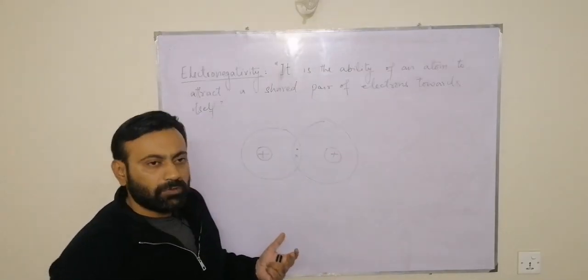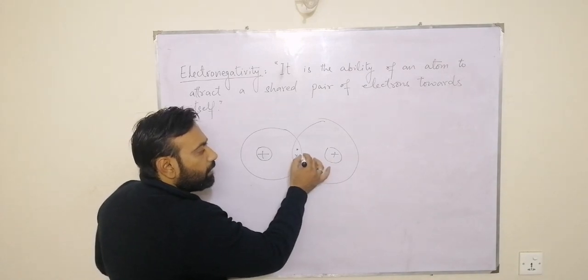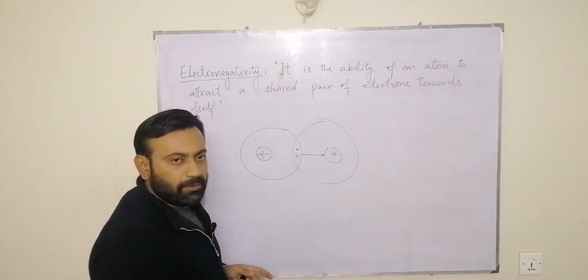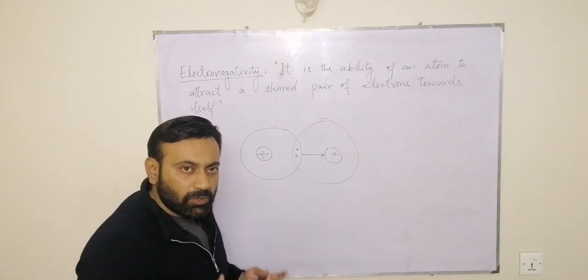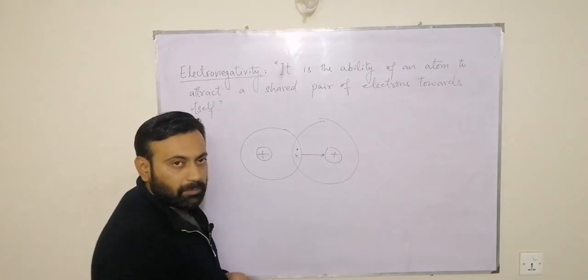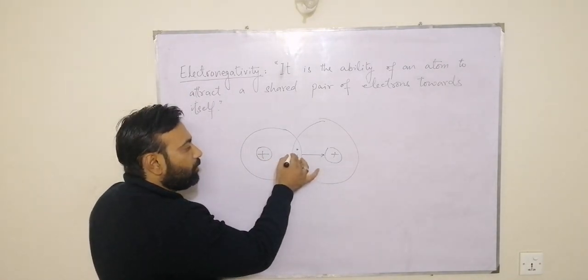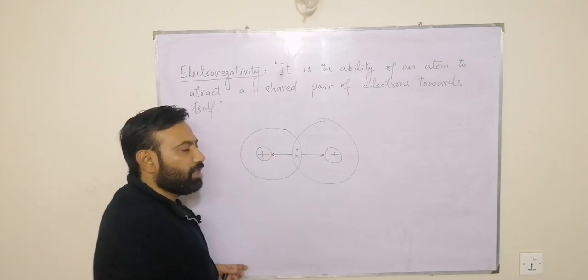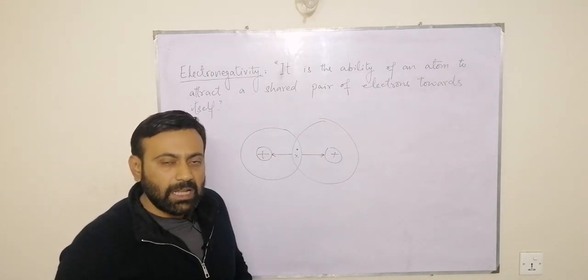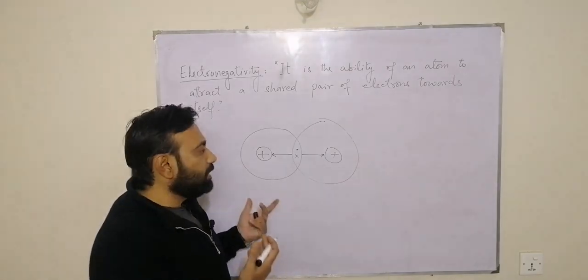Now there is a force of attraction from this nucleus which is pulling this electron pair towards itself. That force of attraction is called the electronegativity of this atom. And similarly, the nucleus of this very atom will also be pulling the shared pair of electrons towards itself, and that force of attraction is the electronegativity of this atom.